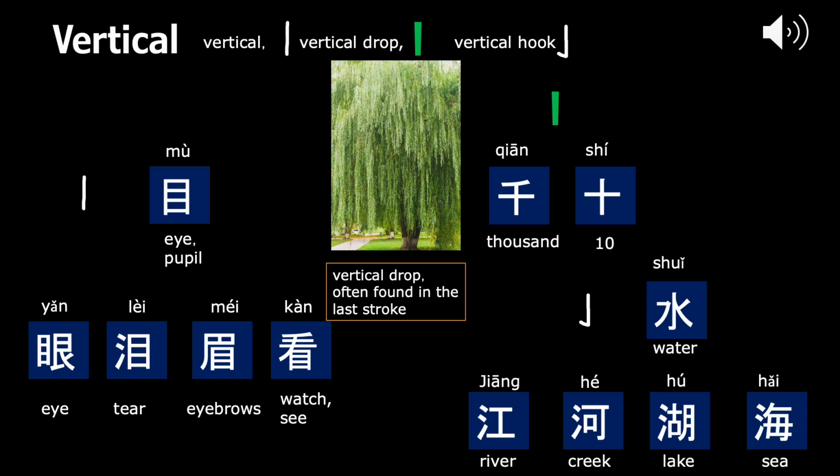The vertical drop involves dynamic, often found in the finishing strokes, such as 千, 1,000. On the lower right is the word of water, 水, in which you can find a stroke of vertical hook. Other words related to water are 江, 河, 湖, 海.